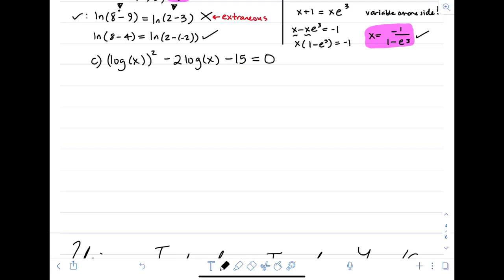So this looks like we have u squared minus 2u minus 15 equals 0. So that looks like it would factor like plus 3, minus 5. So my solutions would be negative 3 and 5. And remember that u is standing in for log x.